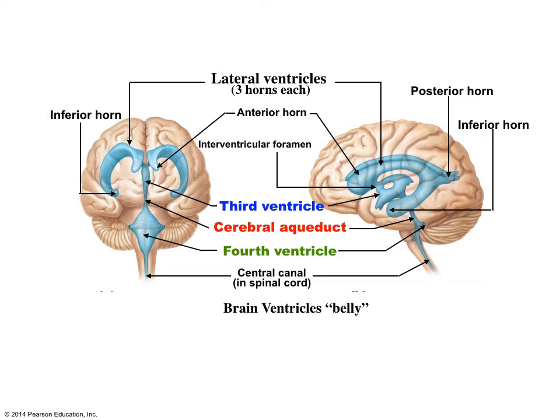Ventricles are little bellies or spaces in the brain that contain CSF. Four ventricles include the two lateral ventricles. Each has three horns, anterior, posterior, and inferior. The two lateral ventricles drain CSF through their respective interventricular foramina into the third ventricle, which communicates with the fourth through the cerebral aqueduct.